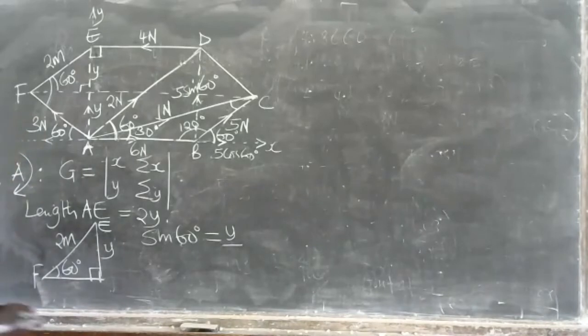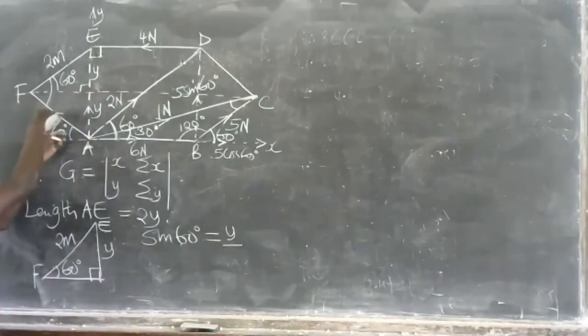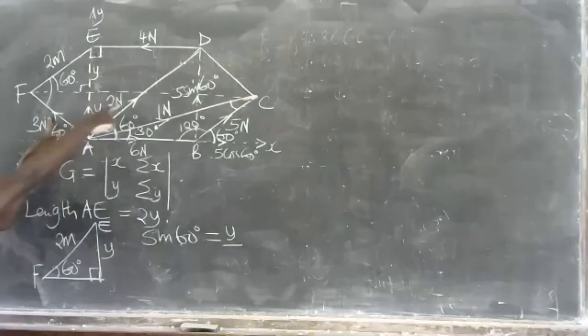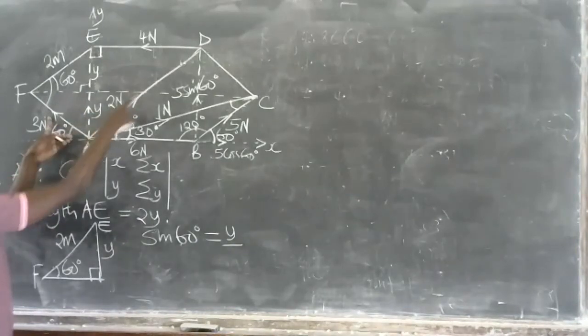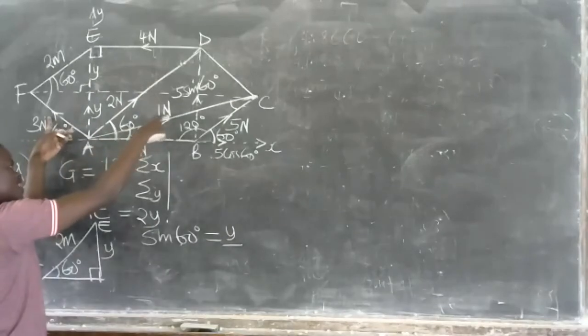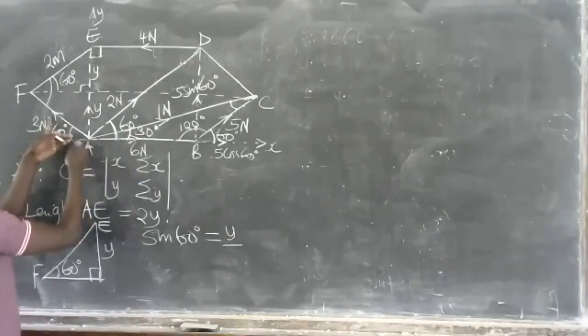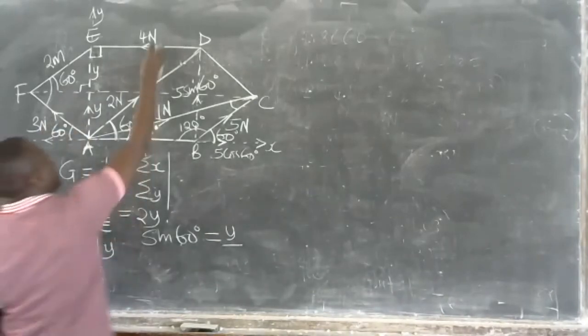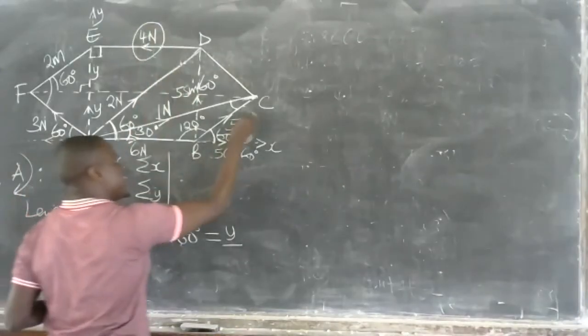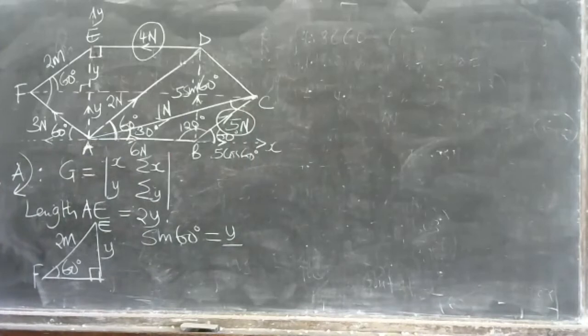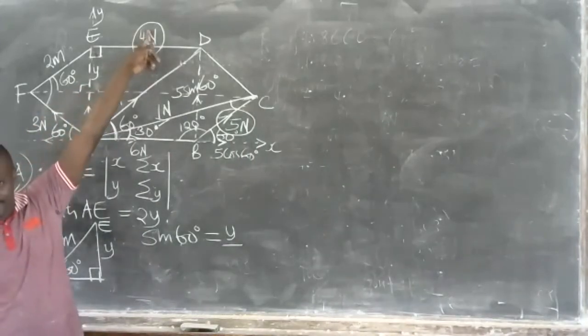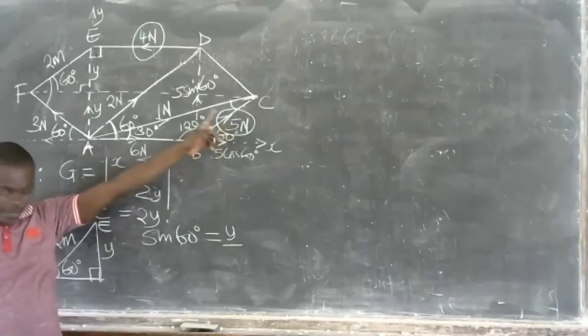This diagram has forces which don't have even moments. The 3 Newton force has no moment because it is passing through A. The 2 Newton force, no moment because it is passing through A. The 1 Newton, no moment because it is passing through A. The 6 Newton has no moment because it is passing through A. So we are left with this and this, only those two forces. We want to get the moment of the 4 Newton force and the moment of the 5 Newton force.